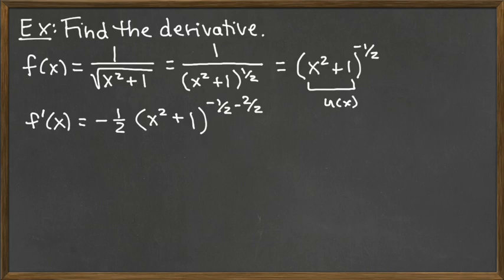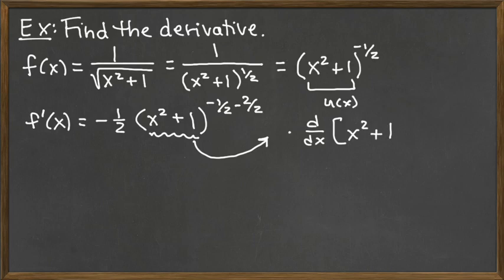At this point, we're not quite finished. We've got the chain part left to do, because that part there is u of x, and we've got to pull out the derivative of u of x. So I'm going to write it as d dx of the u of x, which is x squared plus 1, just so that you see what we're doing here. So now as we clean this derivative up, we see negative 1/2 times x squared plus 1. That whole factor is raised to the negative 1/2 minus 2/2, which would be negative 3/2.